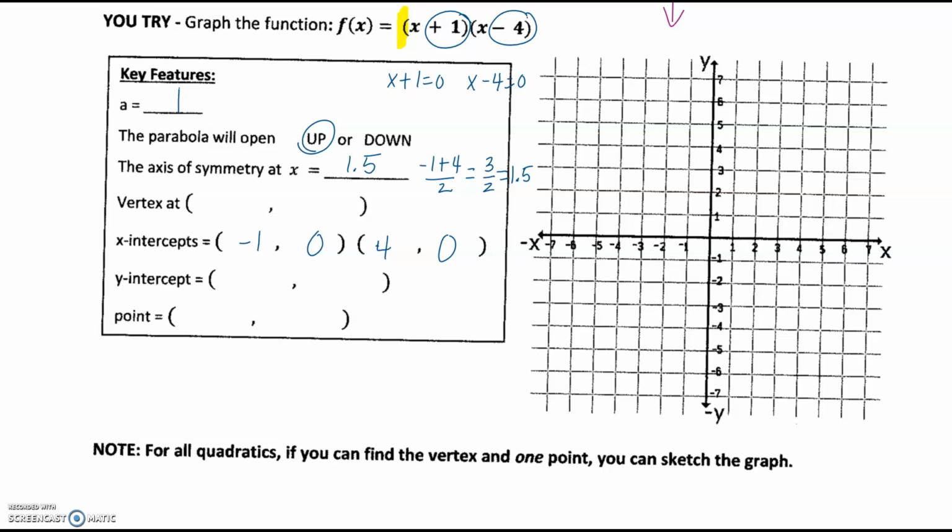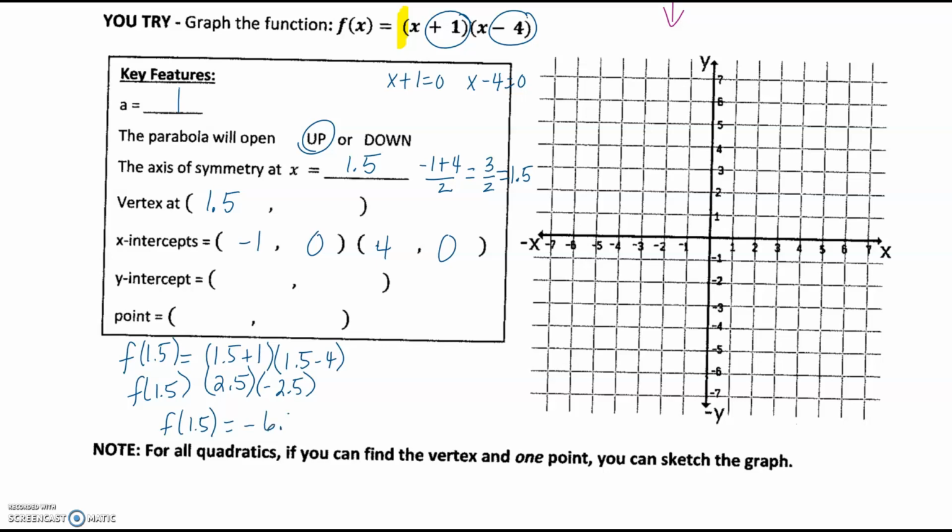Our vertex, to get our vertex, we use our axis of symmetry, what x equals, but then we're plugging it in to our function. And we're doing f of 1.5 equals 1.5 plus 1 times 1.5 minus 4. 1.5 plus 1 is 2.5. 1.5 minus 4 is -2.5. When you multiply these, you might need your calculator, you get a -6 1/4 or 6 25/100. So when we plot that, we're going to be a little below -6.